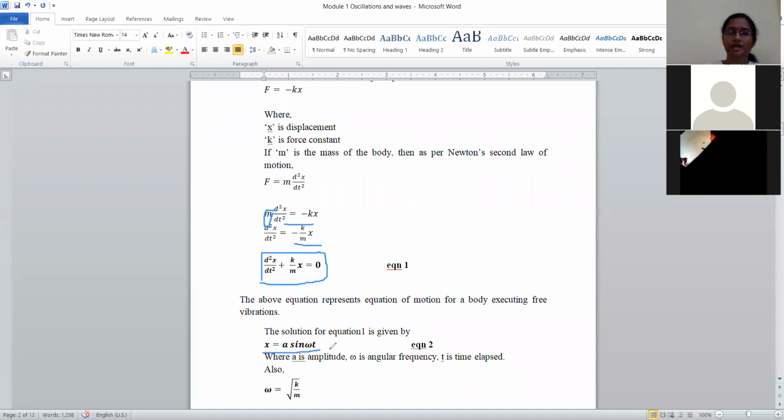This is the differential equation for simple harmonic motion, where this small a is called the amplitude, and this omega is called what? Angular frequency. And this t is the time elapsed. And this omega, the angular frequency, is given by root of a by m.